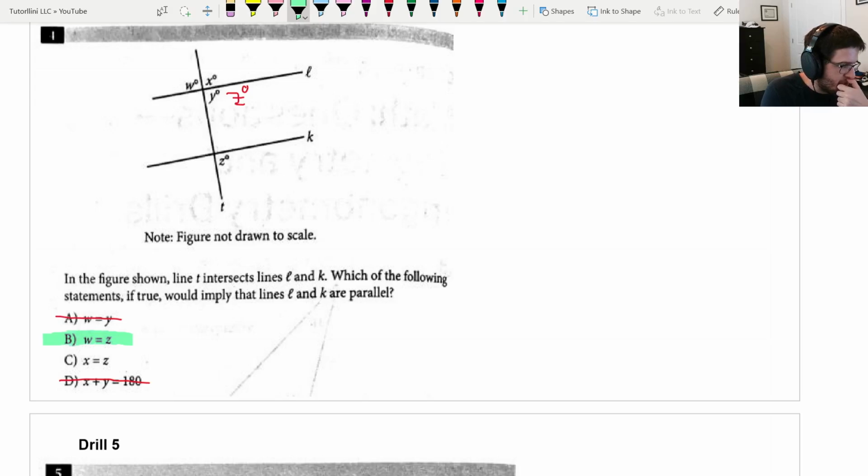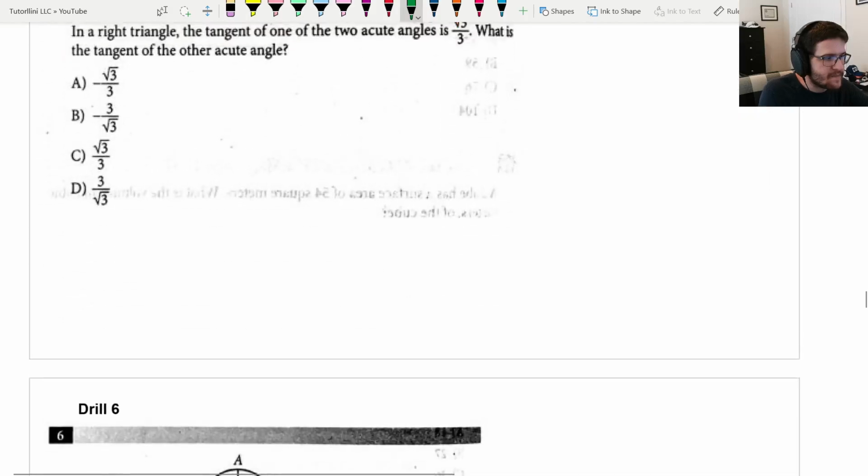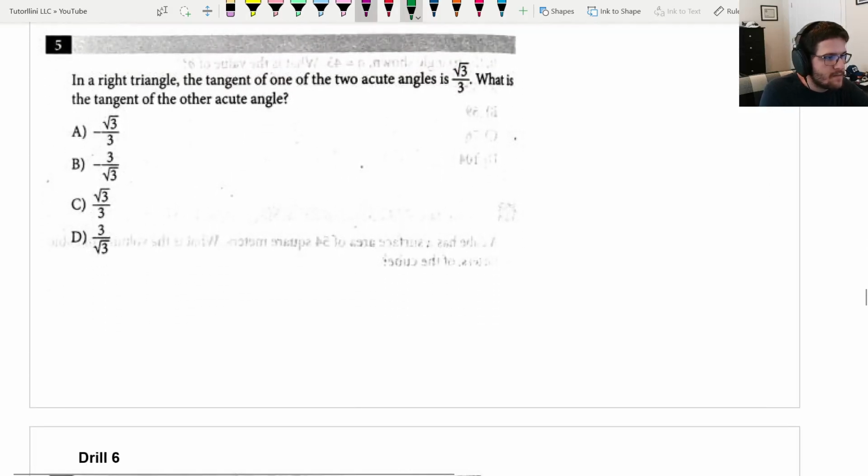You could also use what's called alternate exterior angles, but I wouldn't worry about that. Great, so again, what we had to realize was that Z had to be equal to Y, and then Y is also coincidentally equal to W because of vertical angles. Angles across from each other in like an X shape are always equal. It's called vertical angles. Okay, that is B, good. I swear I've done this one before.